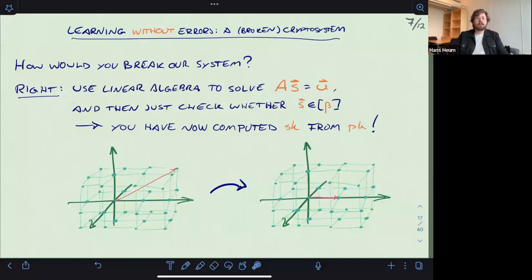In particular, if there are several solutions, then you pick the one that fulfills this property. And then you have computed the private key, the secret key, only given the public key. So of course, this crypto system is completely insecure. Pictorially, what you have done is that you've taken a long random vector and you've just reduced it by applying the inverse of A, and then you get a short vector, which is equal to the secret key, right? Easy peasy. So we need something better.